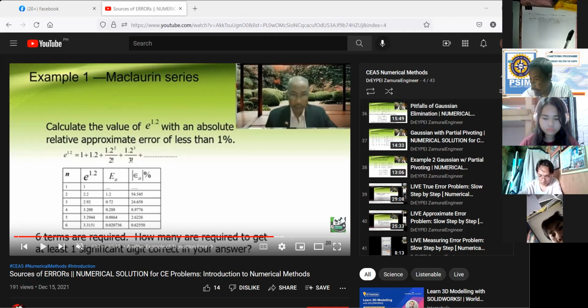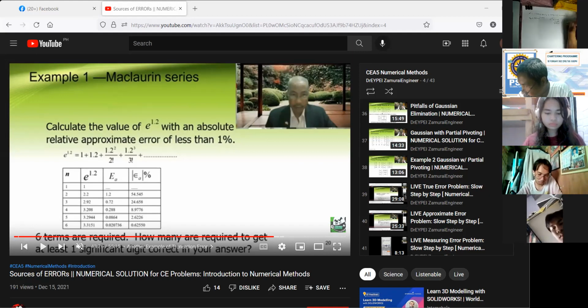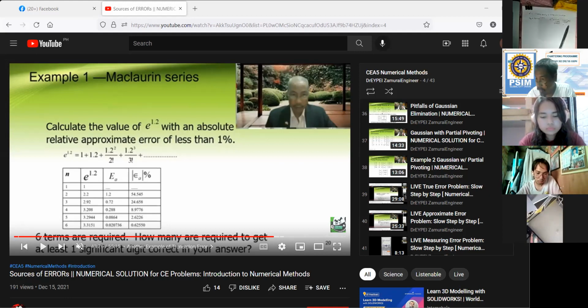We can use the calculator here. This is 0.0207. Then please divide the number 0.0207 times 100 divided by 3.3151, and compute this one. How much is this? 0.62442.